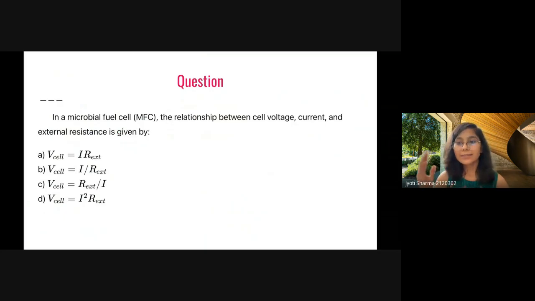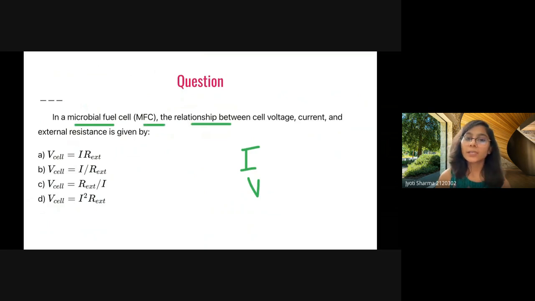Okay, because there is electricity, right? Then there is an electric current, so current is I, and then we also have to give some voltage. So this is V, and you have to tell me in the microbial fuel cell the relationship between cell voltage, current, and external resistance is given by: V is equal to IR, V is equal to I by R, V is equal to R by I, and V is equal to I square R.